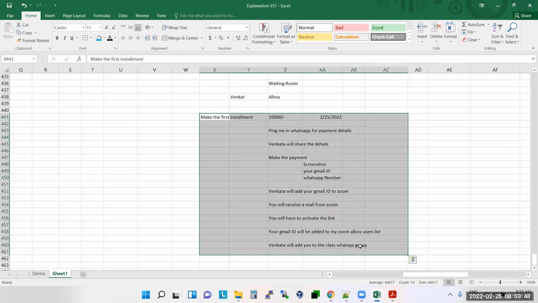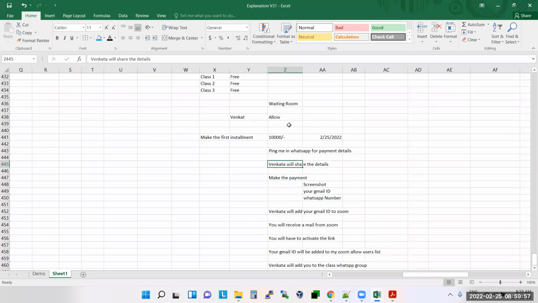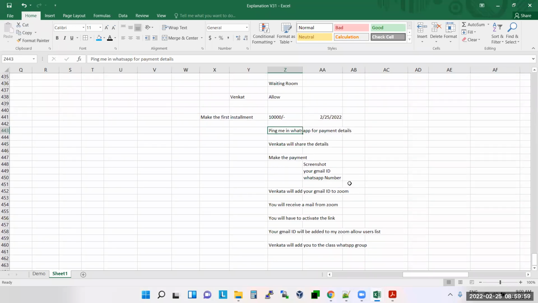Clear, guys? That's all I have from my side. If you need payment details, just ping me on WhatsApp. Okay, this is the number. You ping me on this number, and I'll share the payment details.